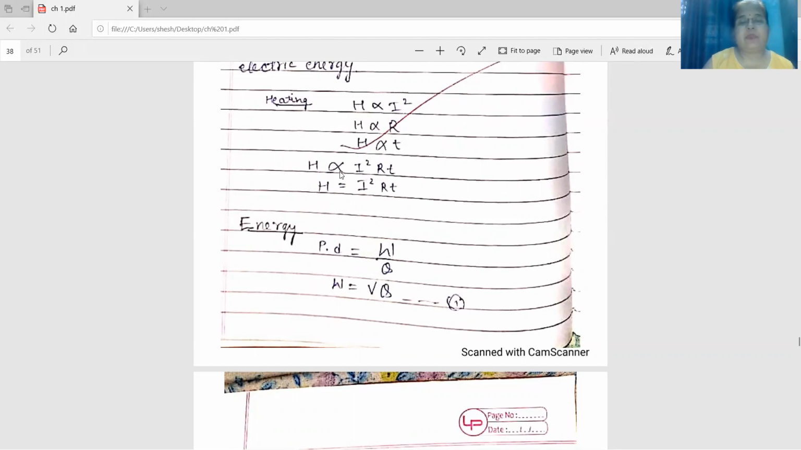When you remove the proportionality sign and put equal to, you have to multiply with a constant K. If you take current as 1 ampere, resistance as 1 ohm, time as 1 second, and heat as 1 joule, in that case K will be equal to 1 and you will get H equals I square RT. So the amount of heat produced is directly proportional to the square of current, resistance, and the time for which the current flows.